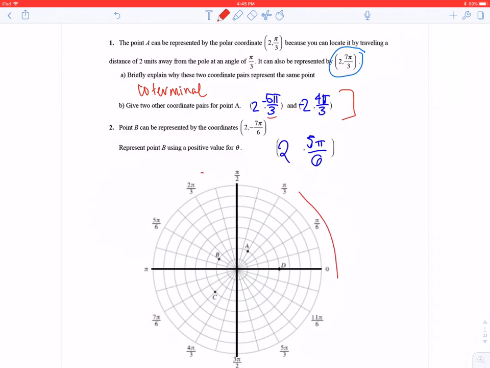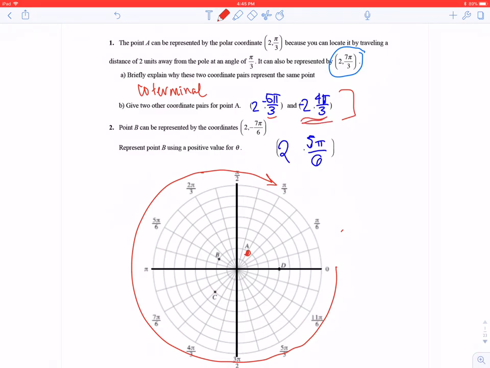That negative 5 pi over 3, we're not going to start there, is coterminal. Negative 5 pi over 3 is coterminal to pi over 3. We go out a distance of 2 units. We'll save this one for a minute because that negative 2 could throw us off before we learn about it.